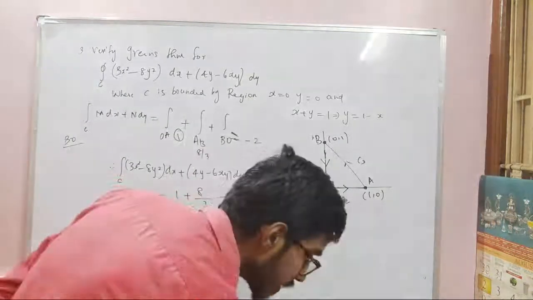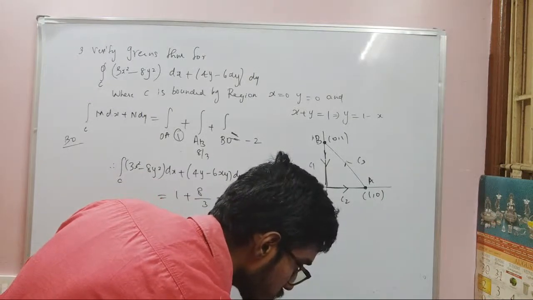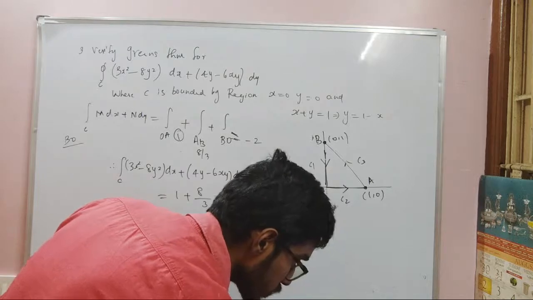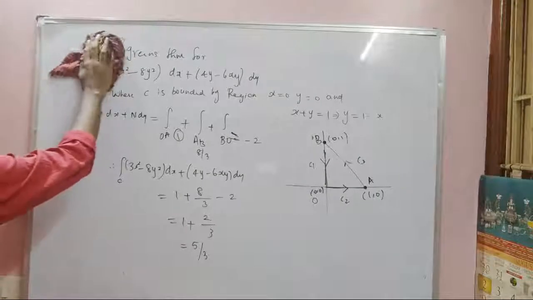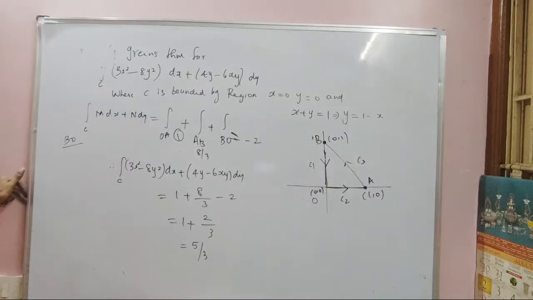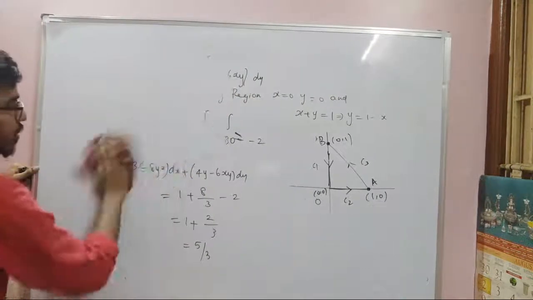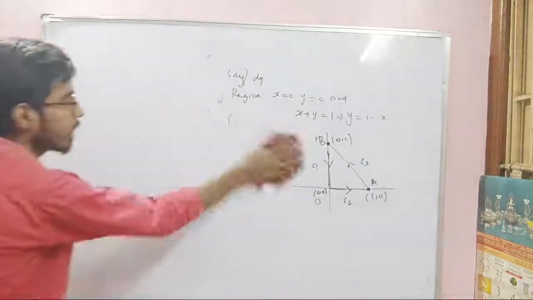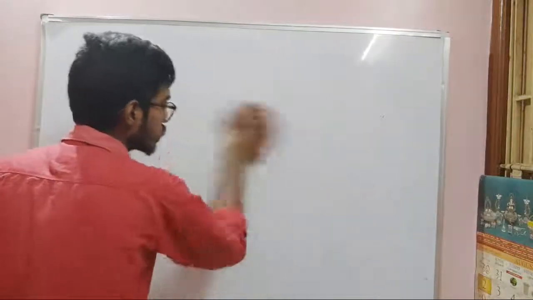I will move on to the next problem. If the question says evaluate by Green's theorem, and if it contains verify, you need to find both LHS and RHS and show that both are equal. The fourth problem is very easy. You just have to find the line integral, then find the double integral over R of dou n by dou x minus dou m by dou y dy dx, and show that both are equal.